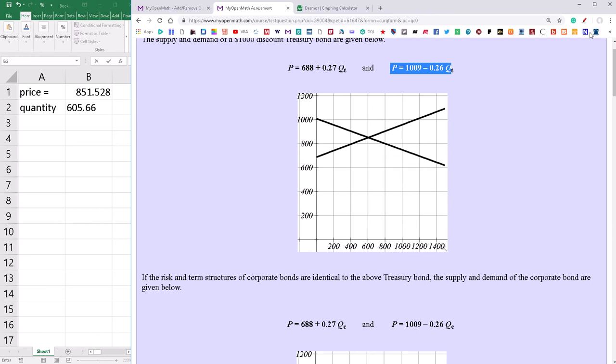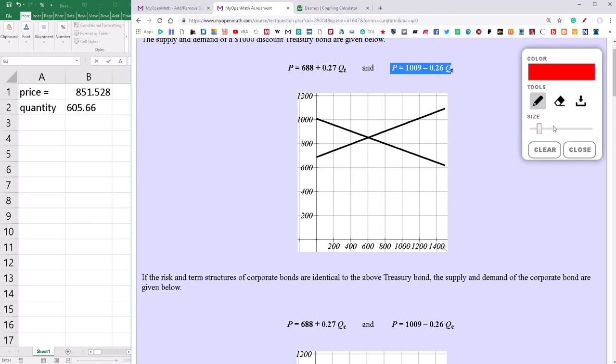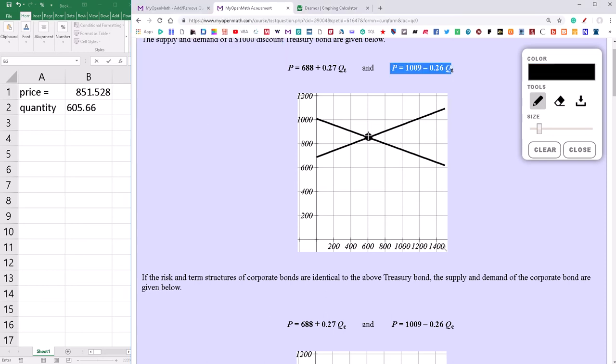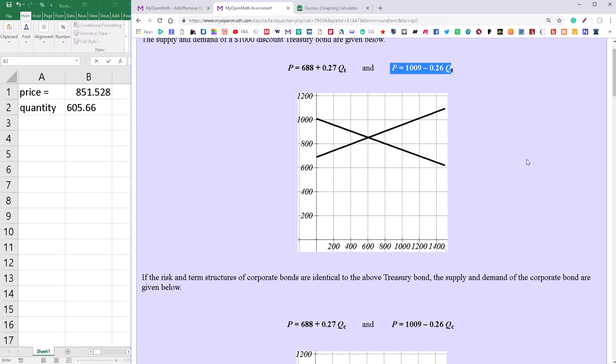We'll go ahead and label the diagram, and I'm only going to label one of them, because if you label one, you label the other. So there's our equilibrium point. There's our supply. There's our demand. This is our quantity, and this is our price. The quantity is about 600, or 605.66, and the price is about $851. Okay, so that's how you'd label the treasury, and then you'd write treasury up here. Okay, that's good. Then I'll close, and we'll move on.